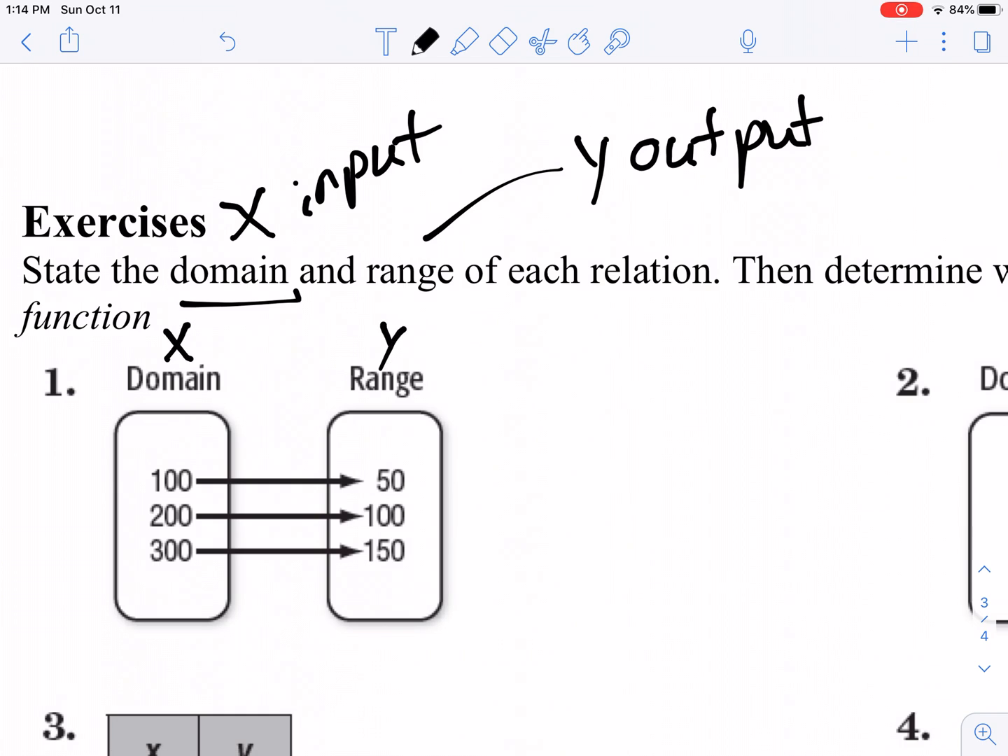Well, this is a mapping. Does each x only go to one y here? Yeah. In other words, do the x's repeat? No. So this would be a function. The x's do not repeat, so this would be a function.